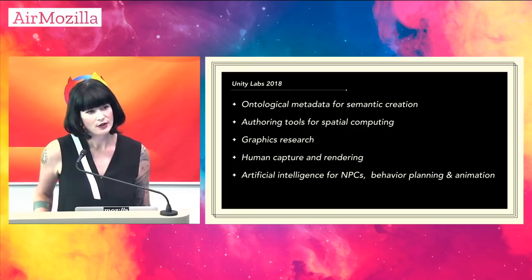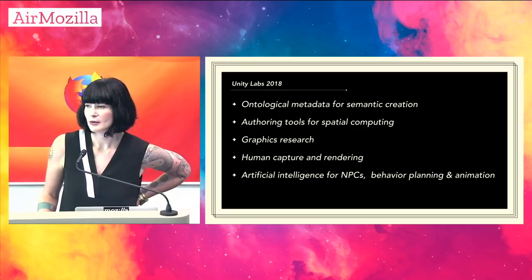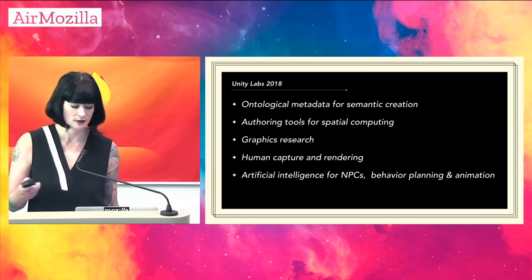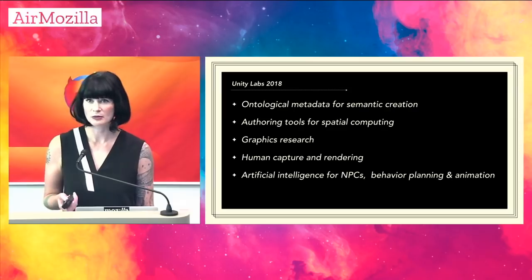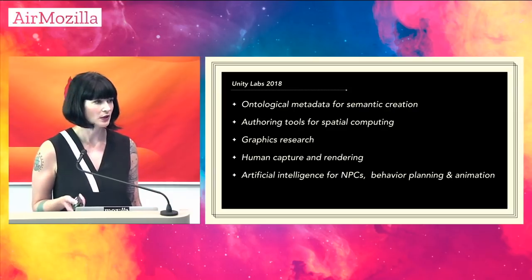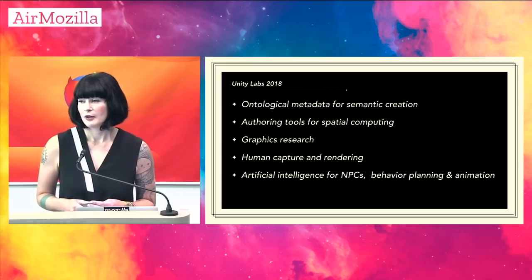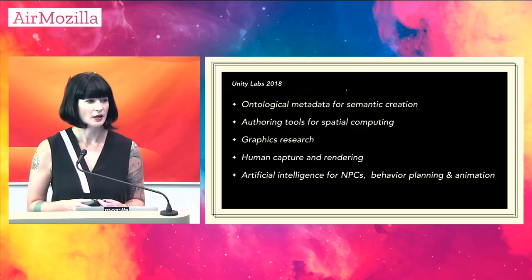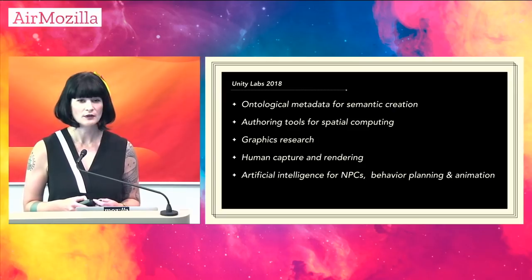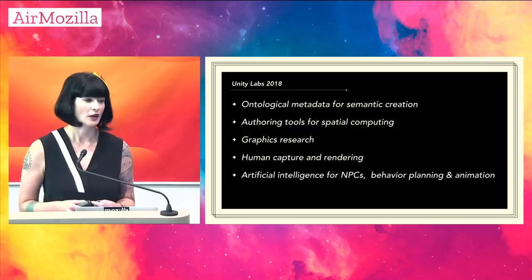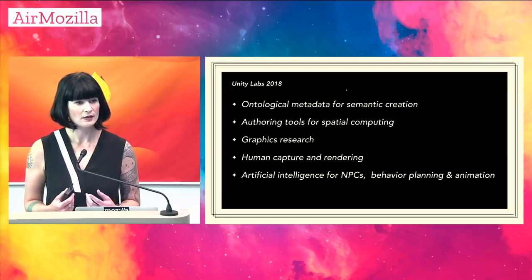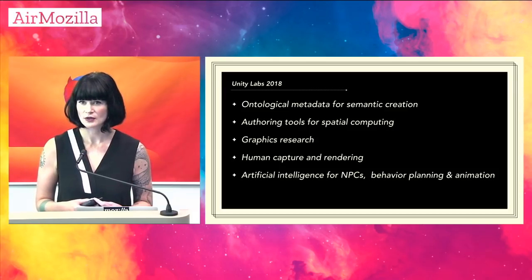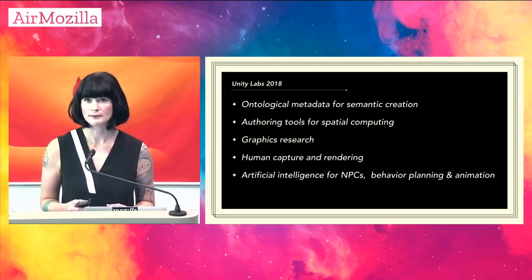So, okay. I work on the labs team, and these are the big things that we're focusing on for this year. I'm going to focus specifically on XR, but there are a variety of different research areas. Ontological metadata for semantic creation. This is something we'd like to standardize with different groups as well. Authoring tools for spatial computing, that's my area. Graphics research, which I touched on a little bit. Human capture and rendering as well, specifically for avatars and for very high-end movies. And then artificial intelligence, which is especially important for things like non-player characters in games, so you don't have to animate or visualize everything yourself. Behavior planning, and then animation as well.